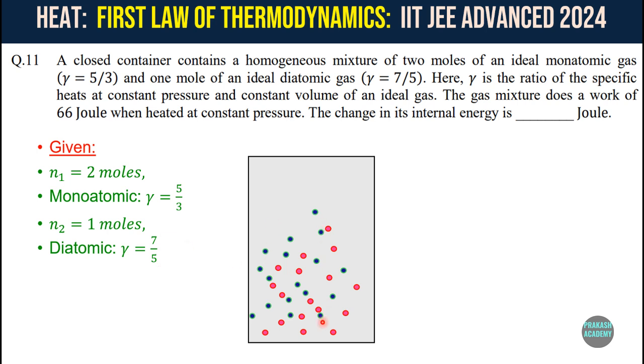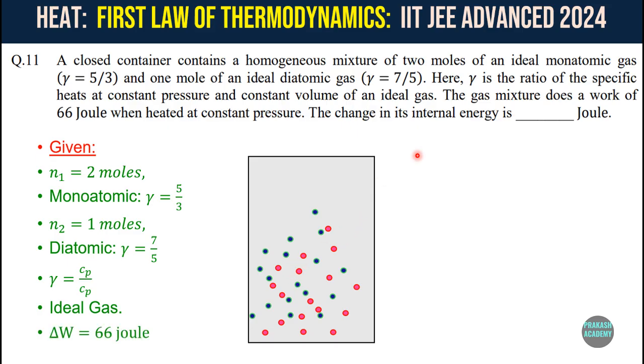So we have a homogeneous mixture of these two gases, monatomic and diatomic, and we have been given gamma in both cases, that is Cp by Cv. There is a typo here, it should be Cp by Cv. Now this mixture of gases behaves like an ideal gas, and individually they also behave like an ideal gas.